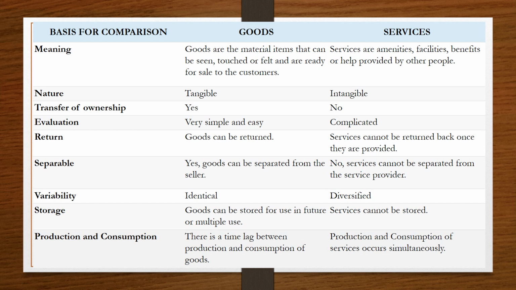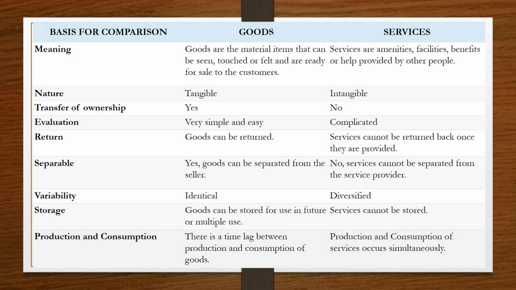Now as far as transfer of ownership is concerned, yes, the goods can be transferred. If you are buying a mobile, you pay money on one side, on the other hand you get the ownership transferred to you. That means the shopkeeper will give you the mobile, and that is transfer of ownership. Services cannot be transferred generally, right? Ownership of the services cannot be transferred.